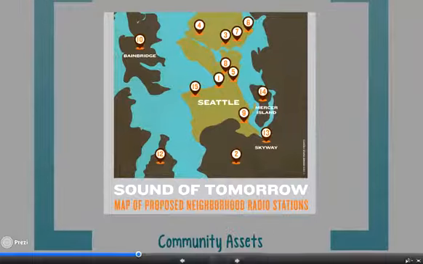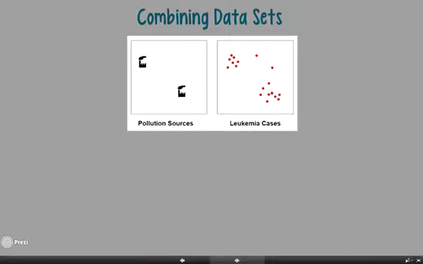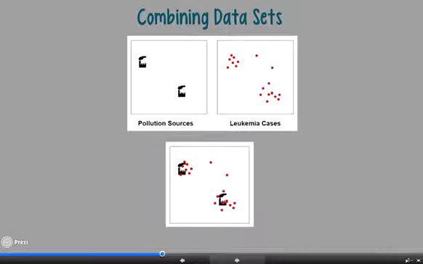in the Seattle region. Another very cool feature about GIS is that it allows us to combine different data sets. So if you have a data set that has the location of pollution sources, and you have another data set that has the location of the incidence of leukemia cases, and you combine both, then voila! You get this very neat map that you can use to find patterns and relationships between leukemia and pollution.